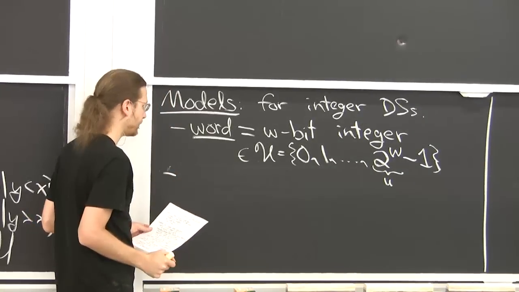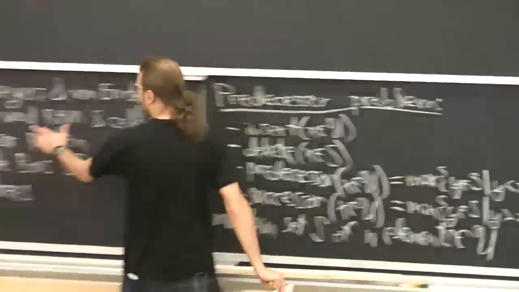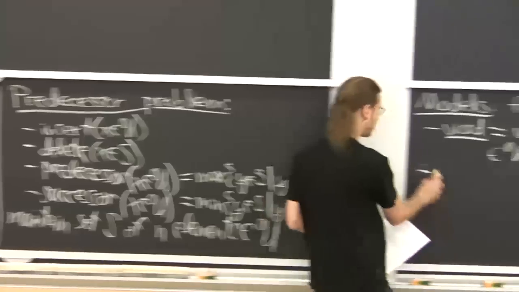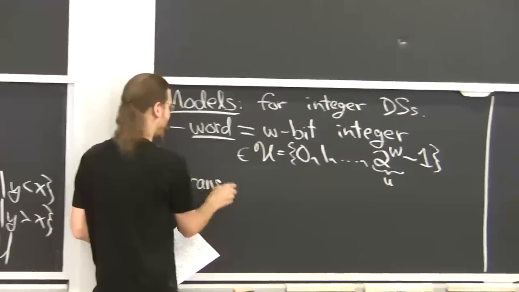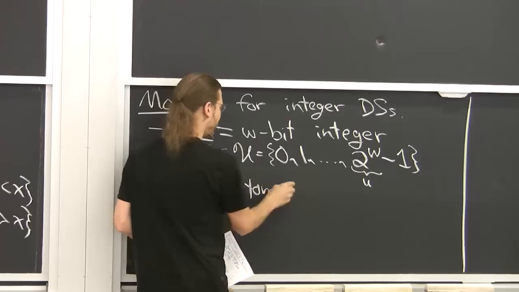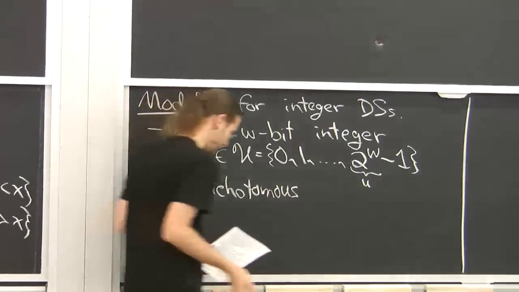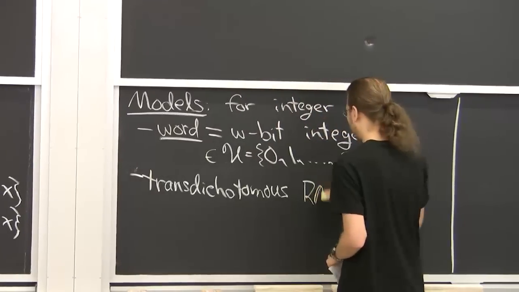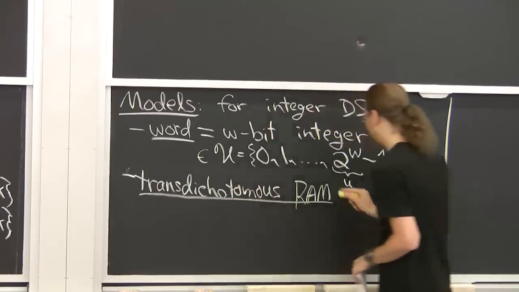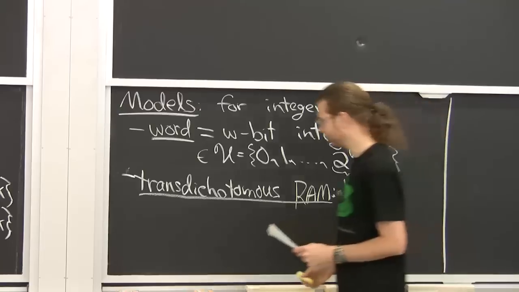Now, here's where things get interesting. I'm going to get to a model called a word RAM, which is what you might expect, more or less. But before I get there, I want to define something called a transdichotomous RAM. Tough word to spell. It just means bridging a dichotomy, bridging two worlds, if you will. RAM is random access machine.